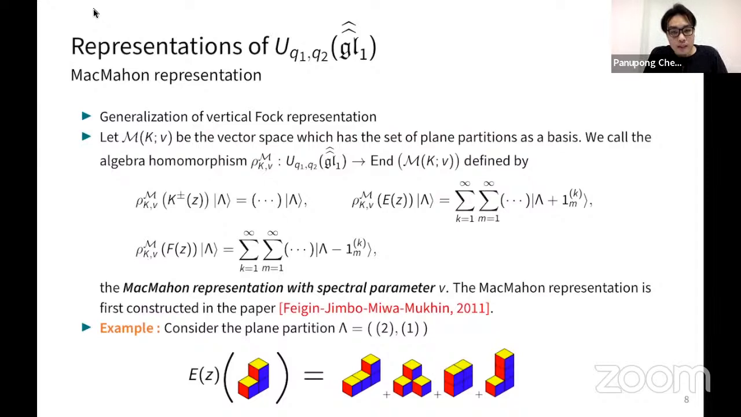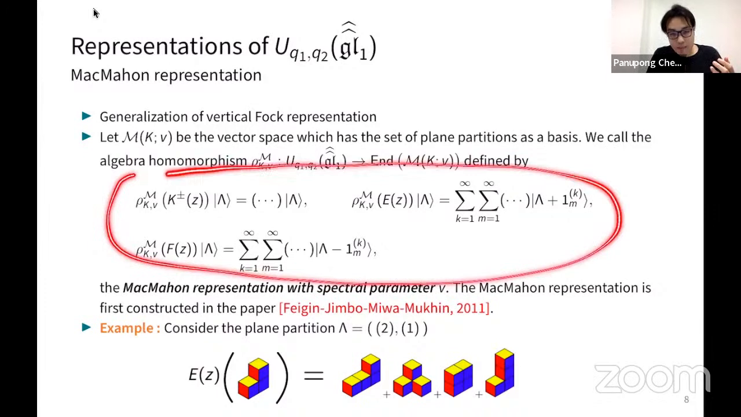It is important to note that the Macmahon representation now depends on two parameters, the spectral parameter u and an additional parameter K. This comes from the fact that we can construct the Macmahon representation from an infinite tensor product of Fock representations. Because we take the infinite tensor product, we need some regularization, and during the regularization process, the parameter K appears. Similar to the Fock representation, we can explain this action in terms of a diagram.